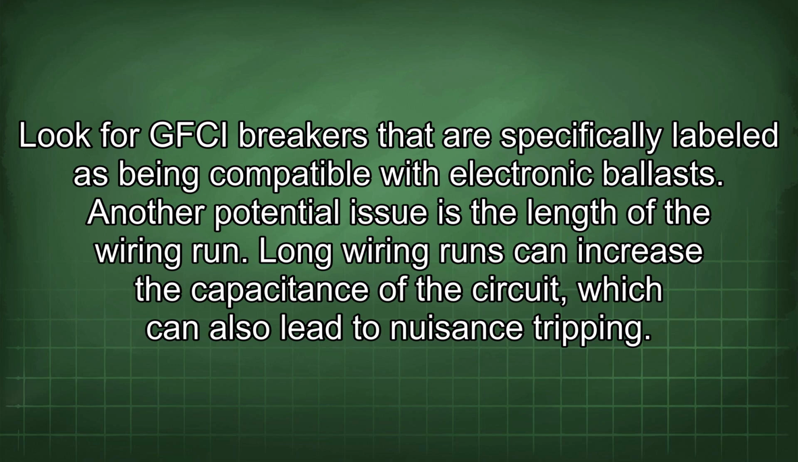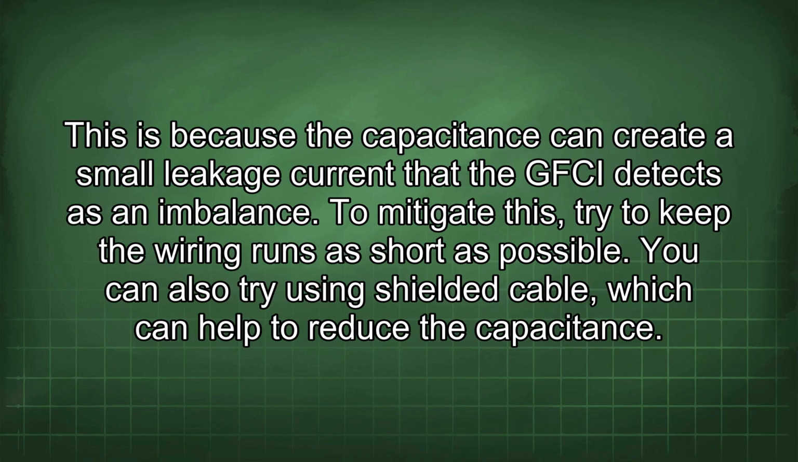Another potential issue is the length of the wiring run. Long wiring runs can increase the capacitance of the circuit, which can also lead to nuisance tripping. This is because the capacitance can create a small leakage current that the GFCI detects as an imbalance. To mitigate this, try to keep the wiring runs as short as possible. You can also try using shielded cable, which can help to reduce the capacitance.